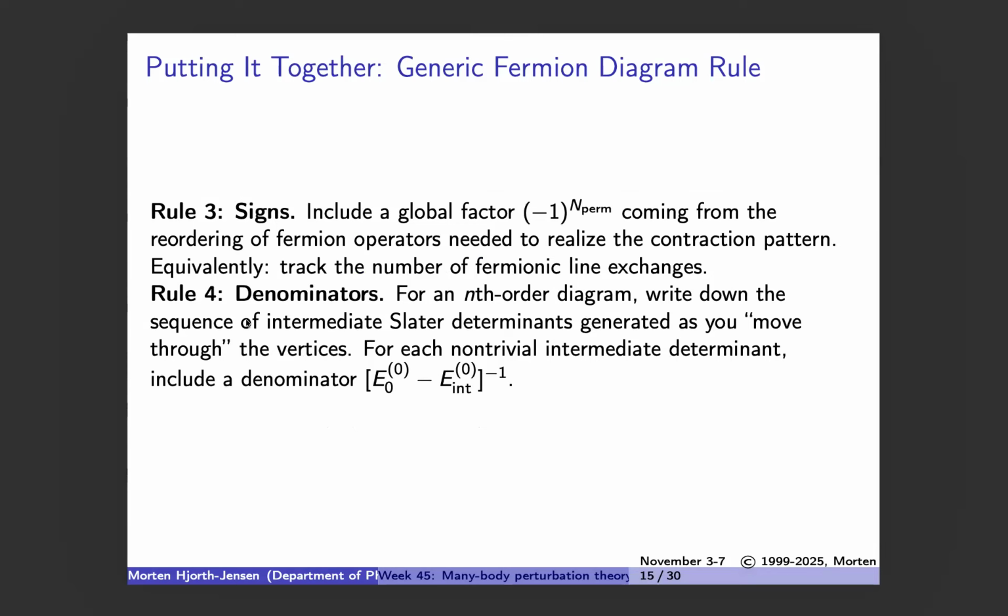Then we have the signs, and there is a sketch of a proof in the slides from last week. That includes a global factor, which comes from the reordering of fermion operators, which are needed to realize the contractions. Equivalently, when you look at the diagram, you can look at the number of fermionic line exchanges. Then in between each vertex, there is an energy denominator, which goes like the energy of the first non-interacting ground state minus the energy of the intermediate states. And I'm going to remind you of some of these practicalities.